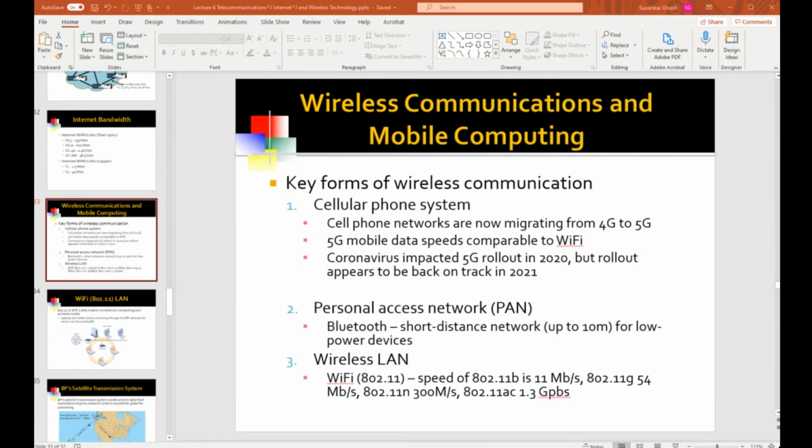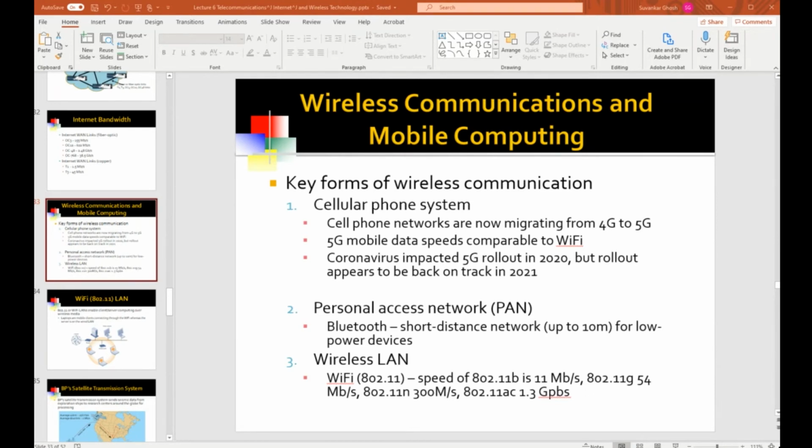If you look at the cellular network, 3G and 4G have certainly enabled different kinds of applications to be done on smartphones. And now we're in the stage of migrating to even higher speeds on cellular, such as 5G. The 5G rollout was really supposed to happen in 2020, but obviously the coronavirus hit everybody's plans in 2020. But we are on track.